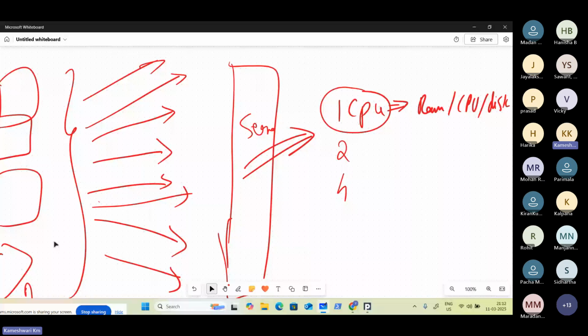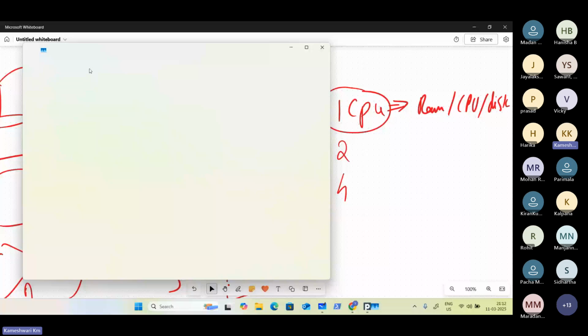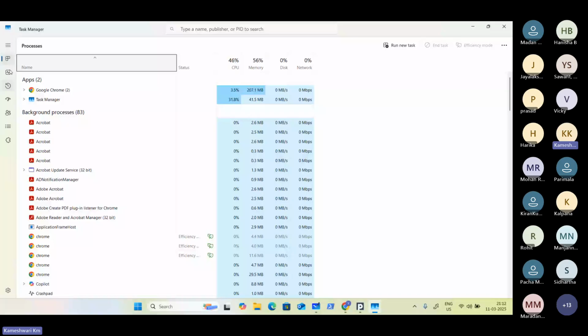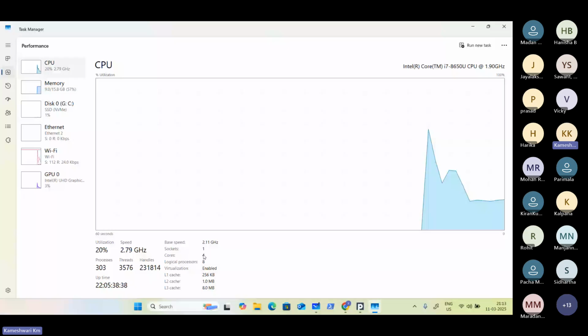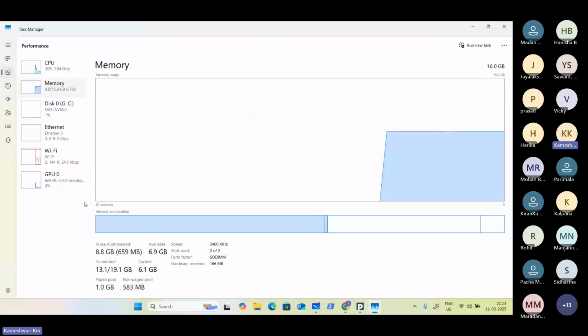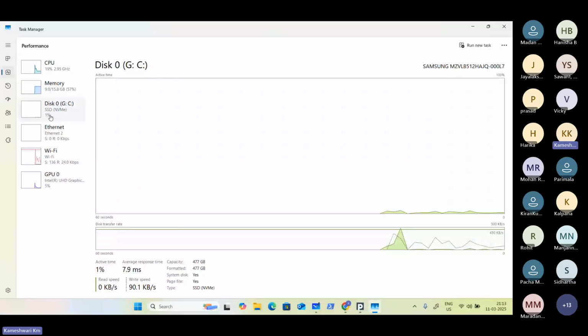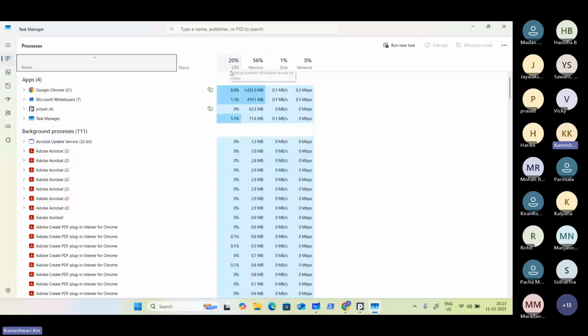Okay. For example, let's say this is my laptop. If I go to the Task Manager and open the performance icon, I can see CPU, memory, disk, and so on. In CPU, I can see my processor and how many cores it has. In memory, I can see how much RAM I have, 16 GB. Similarly, I can see the disk. These are all the processes running in my system. You can clearly see 20% CPU is being utilized and 56% memory is being utilized. Now, what if this CPU hits 100%? Can it hit 100%?